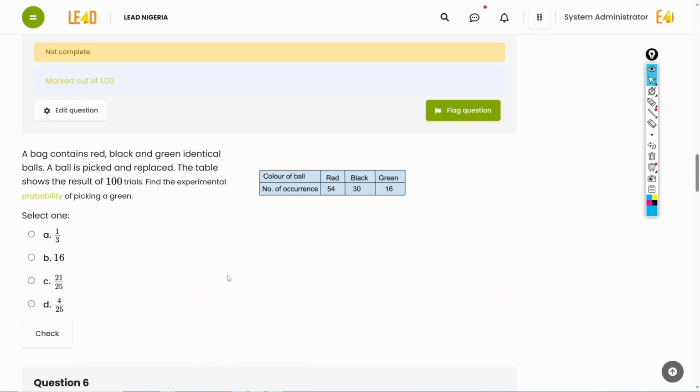Okay, question 5. A bag contains red, black, and green identical balls. A ball is picked and replaced. The table shows the result of 100 trials. Find the experimental probability of picking a green. So that would just be green over total. The probability of green would be the number of green which you have, which is 16, over the total, which is 100. So I can divide by 4. That would be 4 over 25. That's option D.